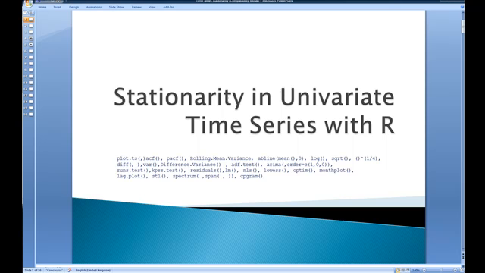Hello, this is a time series tutorial with R investigating stationarity of univariate time series. When stationarity can't be established, we look at methods to enforce stationarity-like conditions on time series. Some of the functions that we look at are outlined just below the title here.